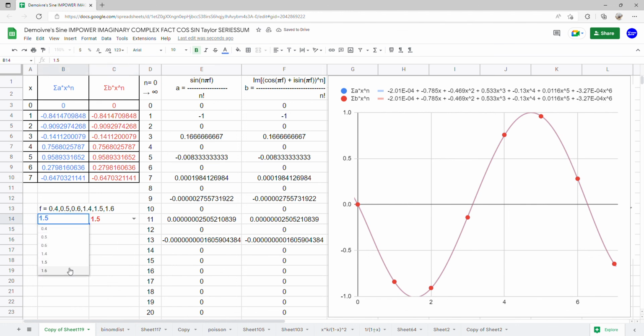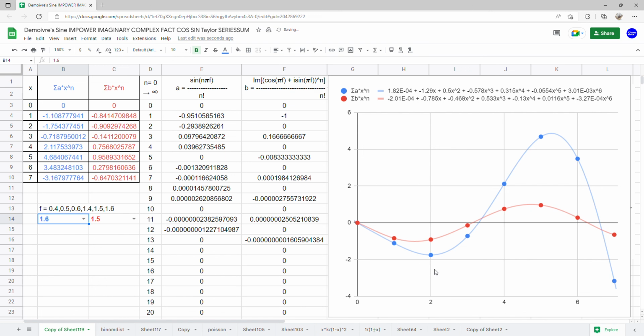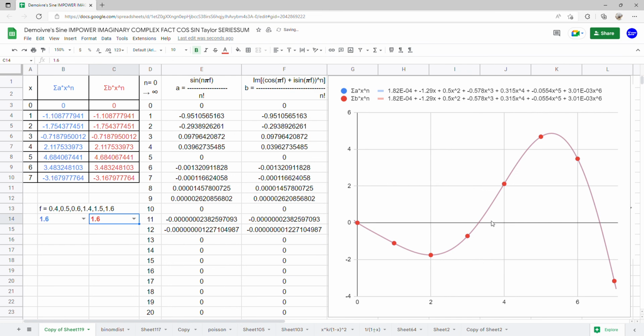Change this to 1.6. Now it's an expanding negative sine. Change this also to 1.6. Now they are both the same, expanding negative sine. So this completes the use of the functions IMPOWER, imaginary, complex, factorial, cosine, and sine to generate the DeMoivre sine formula, and it's the Taylor series of both.